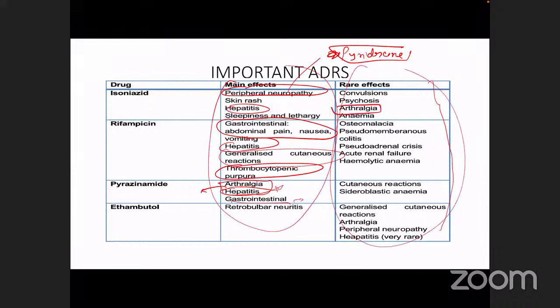So arthralgia can occur with both. If somebody asks you which are the drugs which can cause arthralgia among the drugs for sensitive TB, it is HREZ. Most commonly it is pyrazinamide, followed by isoniazid, followed by ethambutol. Okay, ethambutol is least likely to cause it. The main concern of ethambutol, I hope everybody knows, is retrobulbar neuritis, the eye toxicity.